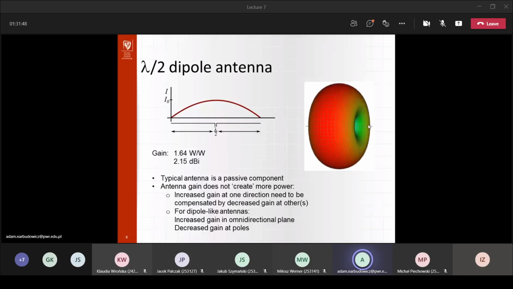And because we have the nulls, we remove energy from those two directions, so it has to go somewhere. That's why the gain is in this case 2.15 dBi, right? Because the antenna we are assuming here is lossless, the energy taken from the top and bottom has to go somewhere else. Hence, we are doing better than isotropic antennas. Okay, is this more or less clear? Are there any questions?